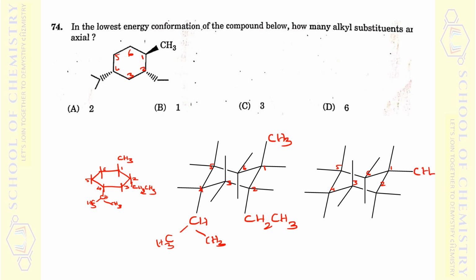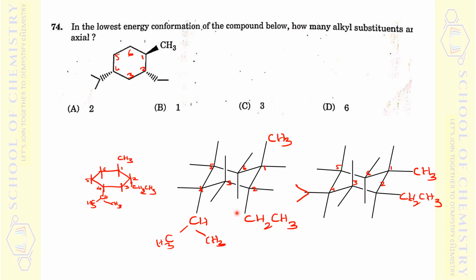So CH3 axial to equatorial, CH2CH3 now again axial to equatorial, which means it should come here, and this one also axial to equatorial, which means I just draw this substitution like this, so it should come here, right? Now this will be the most stable conformer because all the alkyl substitutions are present in the equatorial position. So for this, either this is possible or this is possible in its most stable conformation if we consider the chair conformation.